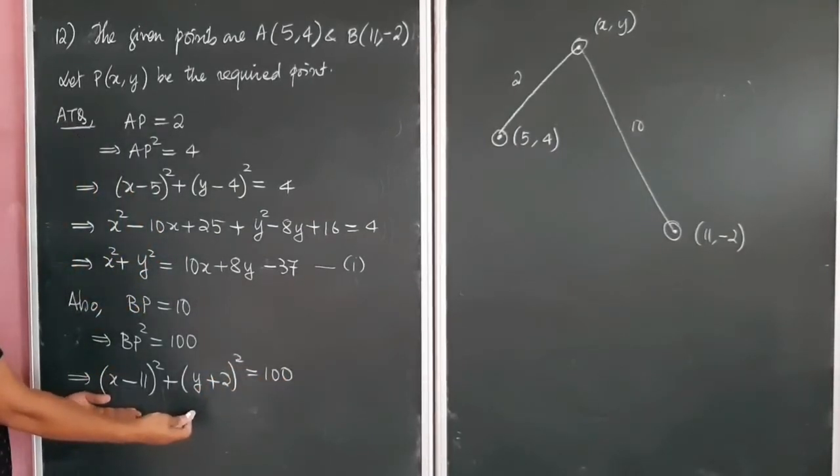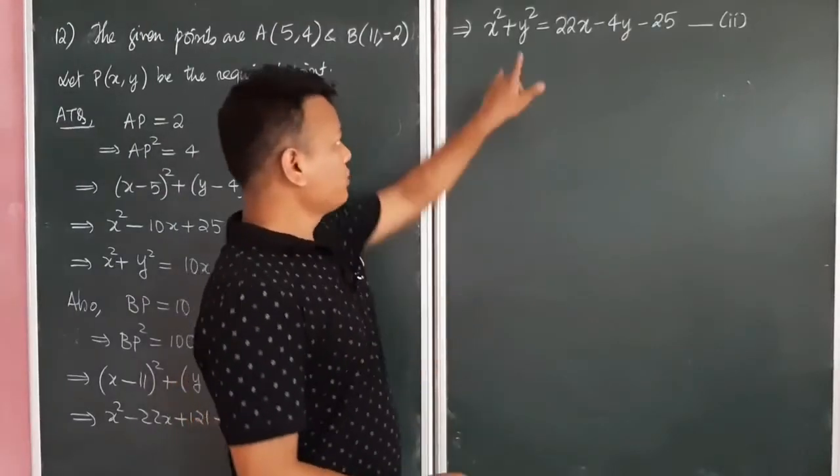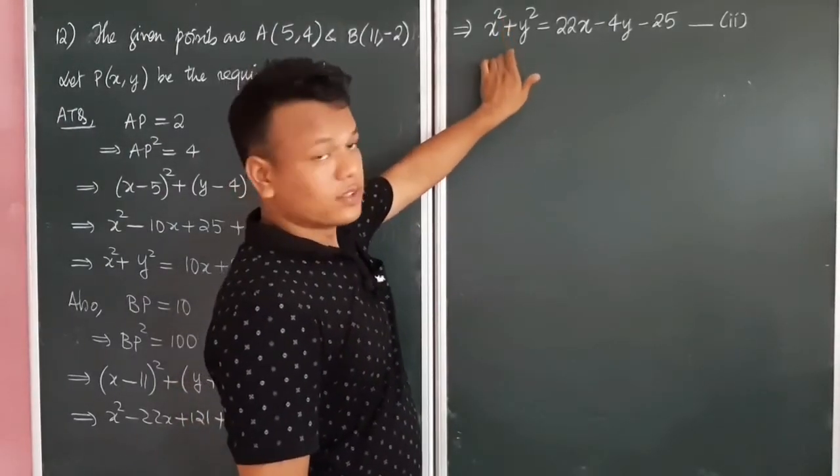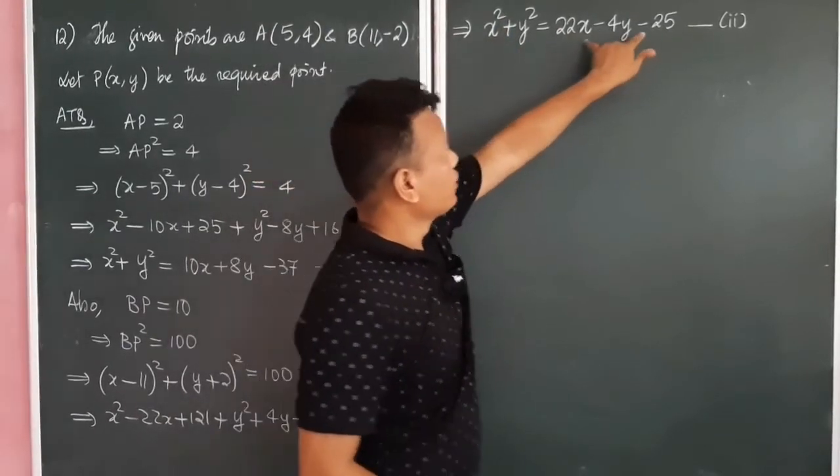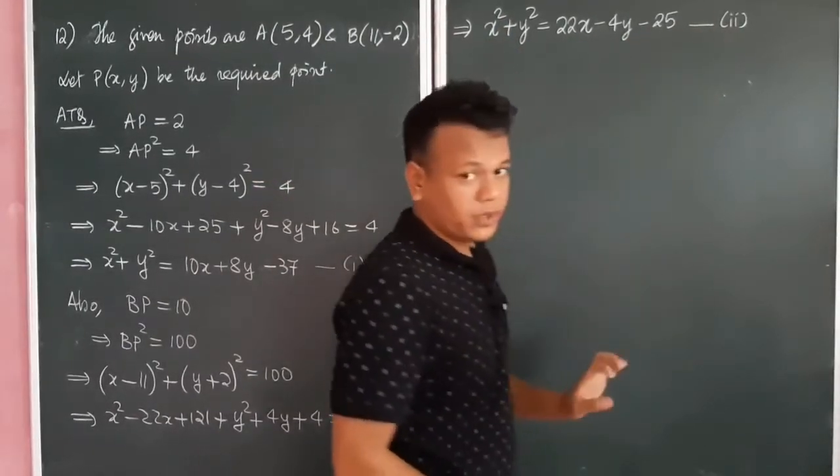Simplify this in the same manner. After simplification you will arrive at this. Find x square plus y square from here as well, and you will get this to be equal to this much. Let me call this equation 2.